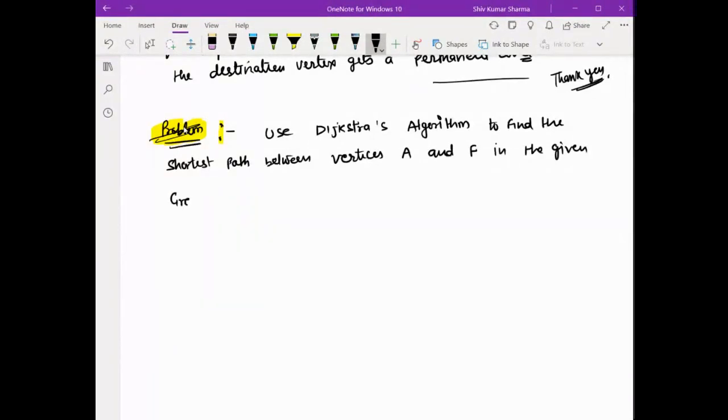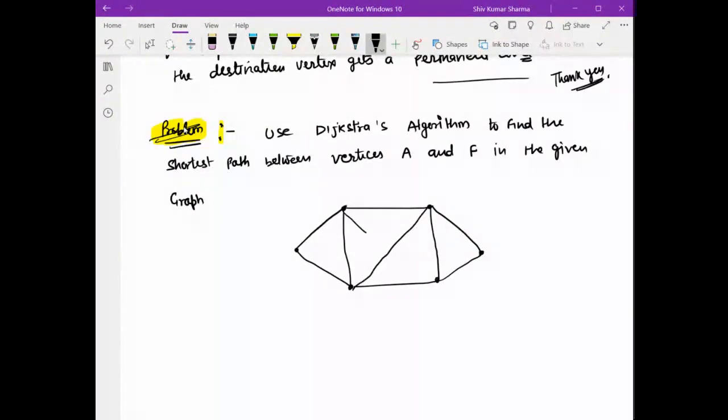In the given graph, this is vertex A, this is vertex B, this is vertex C, and this is vertex F, the destination vertex. This is vertex D and E, each having some weight.